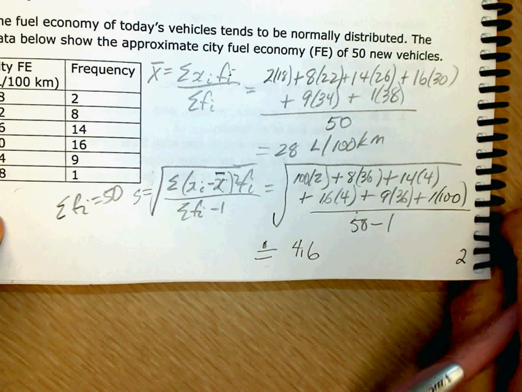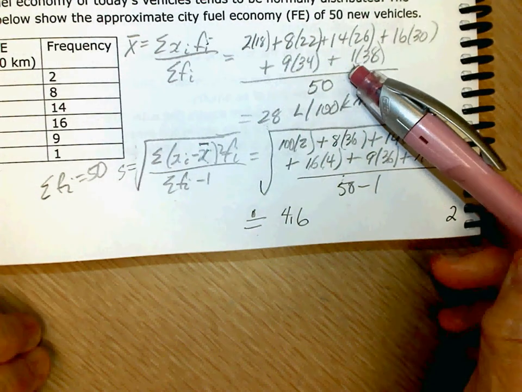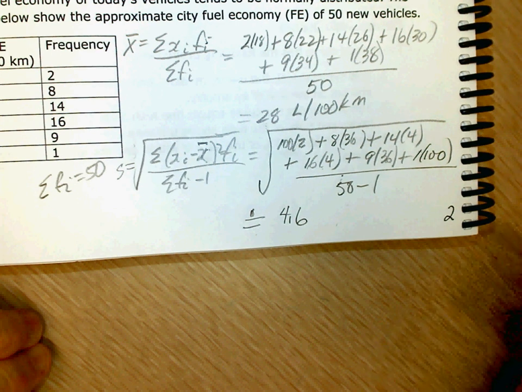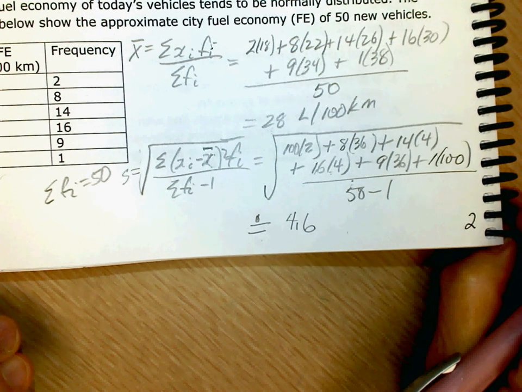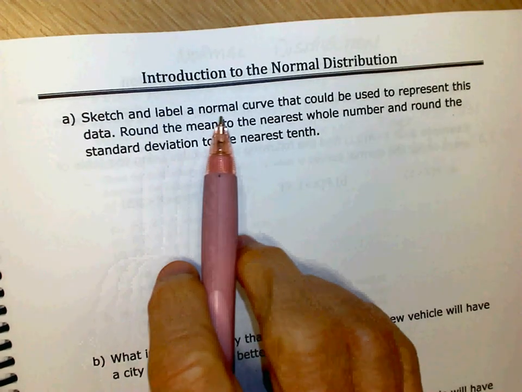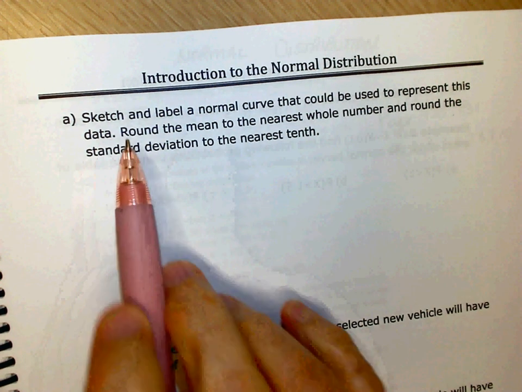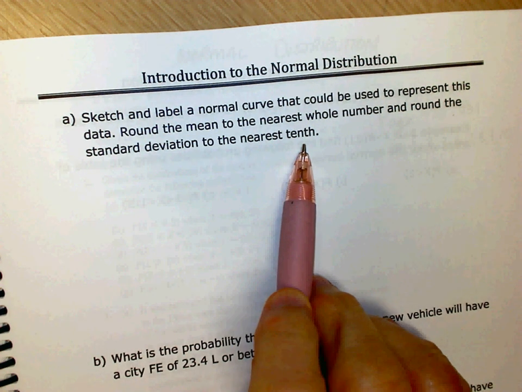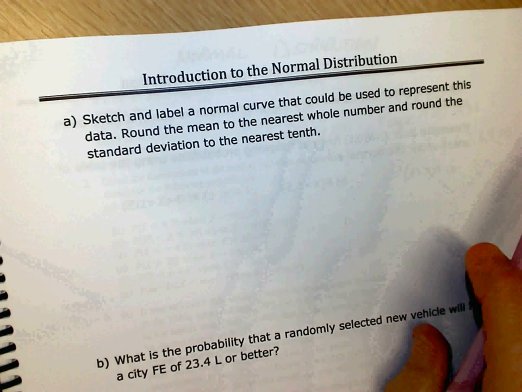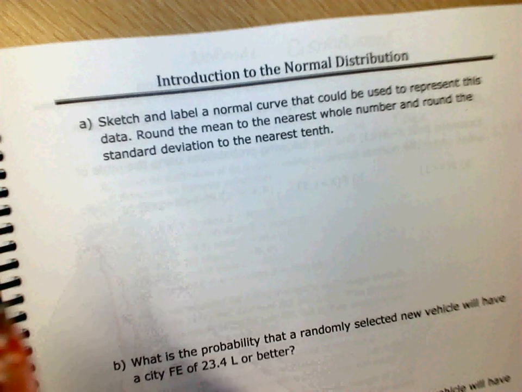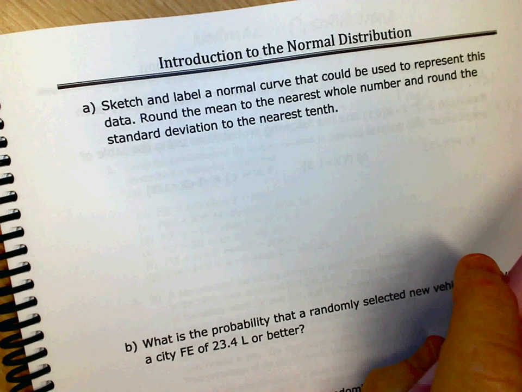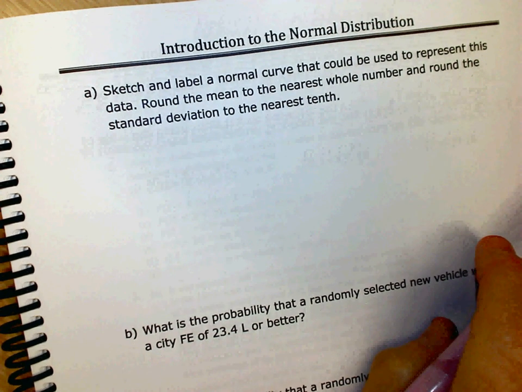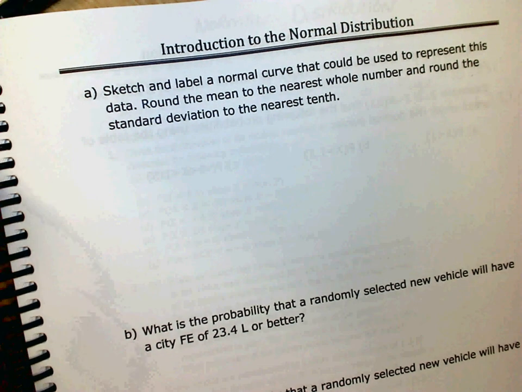Okay, so far so good. We have the mean, we have the standard deviation. Now we're ready to set up our diagram. Sketch and label a normal curve that could be used to represent this data. Round the mean to the nearest whole number and round the standard deviation to the nearest tenth. I think I'm going to get a pen. I just feel a little bit more comfortable. So let's do a bell curve here.